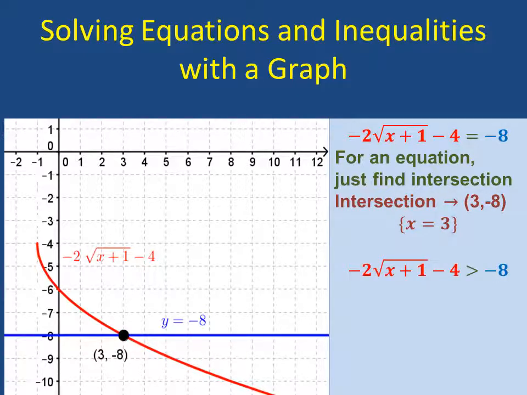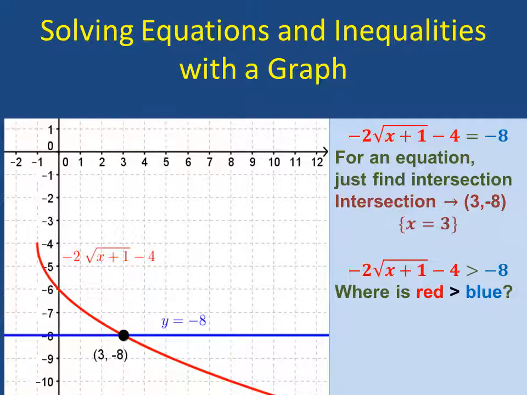Now suppose that we have the same two graphs, except now we want the square root function to be greater than negative 8. What values of x make that true? Well, if you look at the graph, what we're really looking for is where red is greater than blue. Where is the red graph greater than the blue graph? And this occurs from x equals negative 1 all the way up to 3.